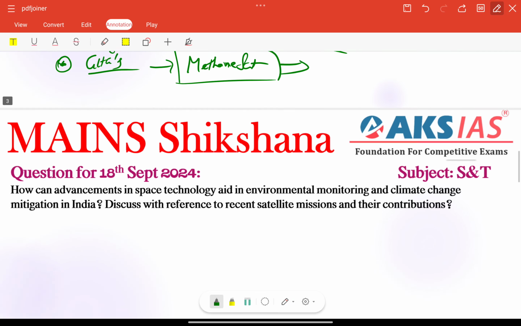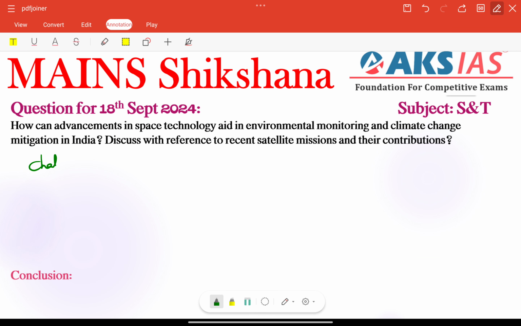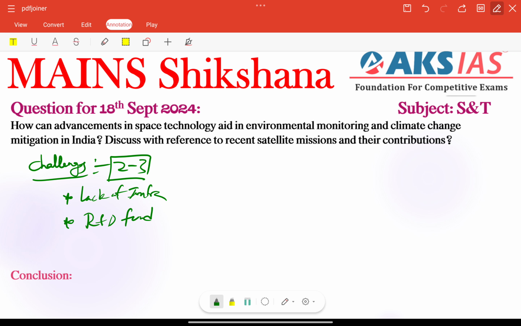Otherwise, whatever challenges we have, we need to provide them in brief; two to three simple challenges are enough. Likewise, we have lack of infrastructure, or lack of R&D funding, right? General important challenges are needed here. Lack of capacity building, meaning lack of training related to technology advancements, needs to be increased, right?